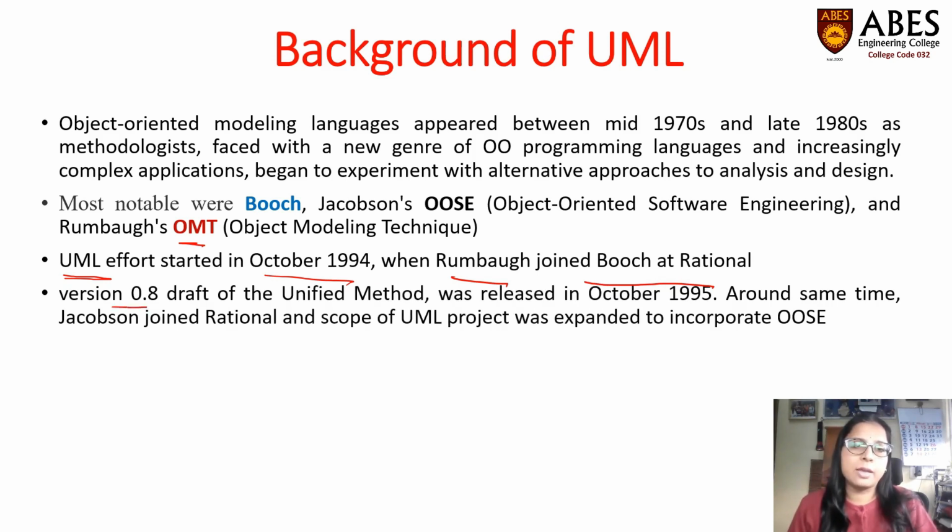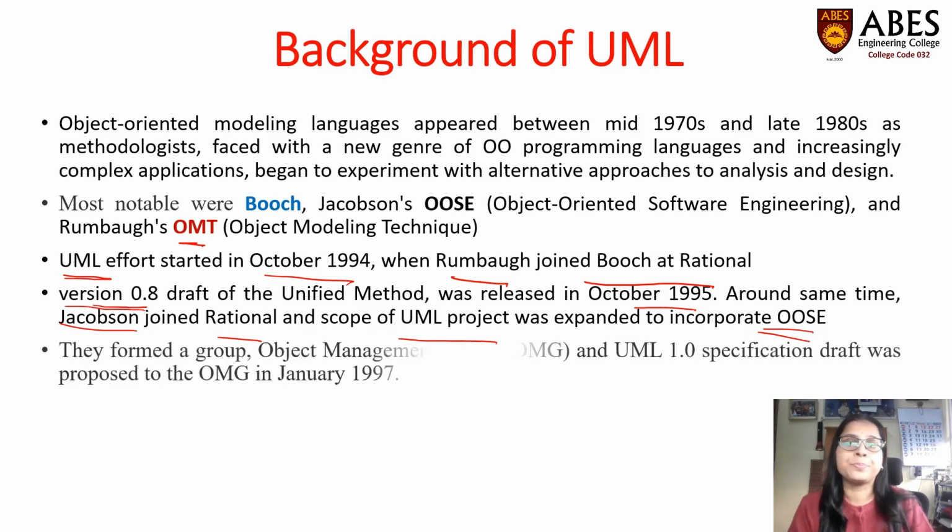Their effort materialized into the first draft, the 0.8 draft of the Unified Method, that was released in October 1995. At the same time, Jacobson joined Rational, and the scope of the UML project was further expanded to include OOSE, the object-oriented software engineering method. They finally formed a group known as the Object Management Group, and the first version of the UML specification draft was proposed in OMG in January 1997.